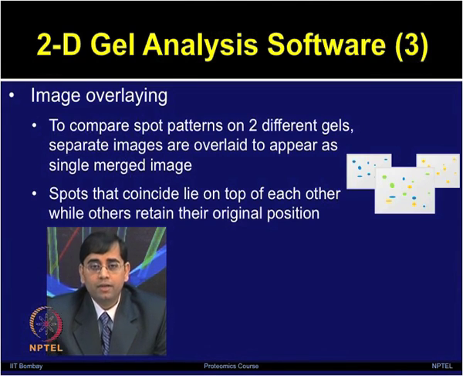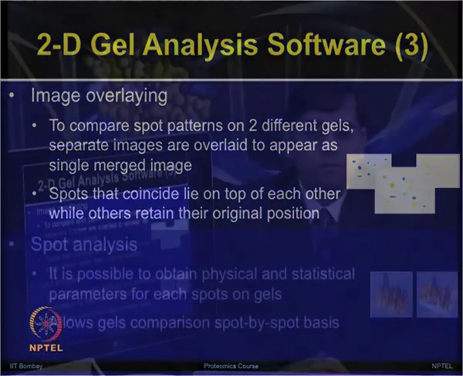Now, you need to overlay those so that it can appear as a single merged image. Spots which are going to coincide will be on top of each other, whereas you can also locate their original position from each of the individual images. So, image overlaying is an important aspect, where you can merge your control and your treatment gels.